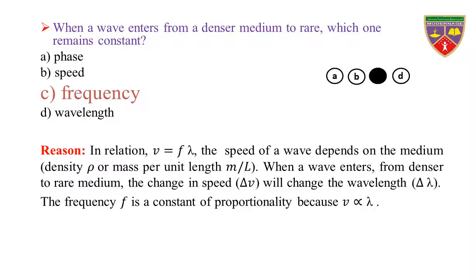Reason: in the relation v is equal to f lambda, the speed of a wave depends on the medium. The medium depends upon density, which is mass per unit length, m divided by L. When a wave enters from a denser to a rarer medium, the change in speed, delta v, will change the wavelength, delta lambda. The frequency f is the constant of proportionality because v is proportional to lambda. Hence, the frequency of the wave remains constant.